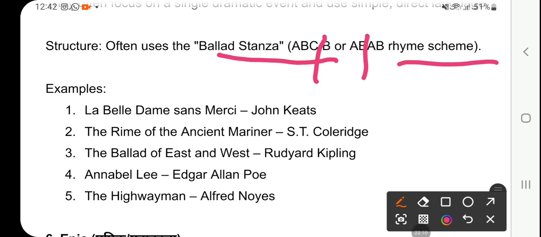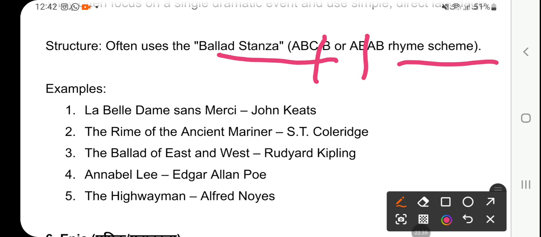So in particular this poetry, it is said that he dreamed this poetry, and then when he opened his eyes, the poetry could not be completed, but whatever he remembered, he just wrote down. This is The Rime of the Ancient Mariner. Then the third poetry is the Ballad of East and West by Rudyard Kipling.